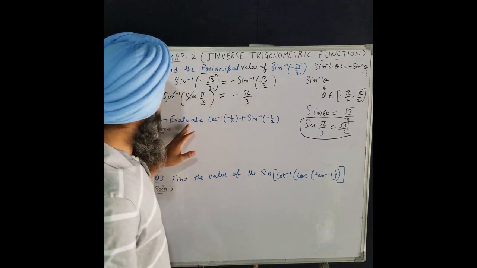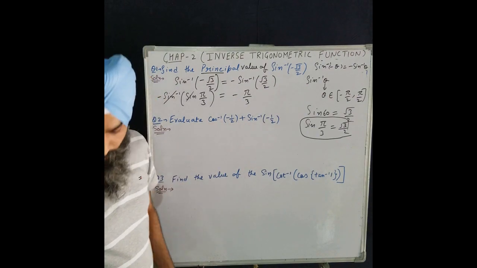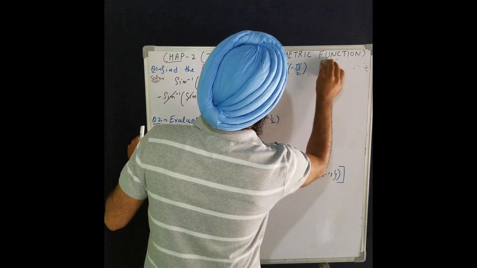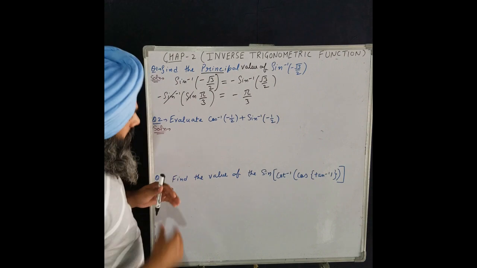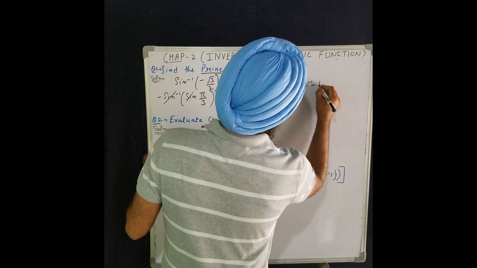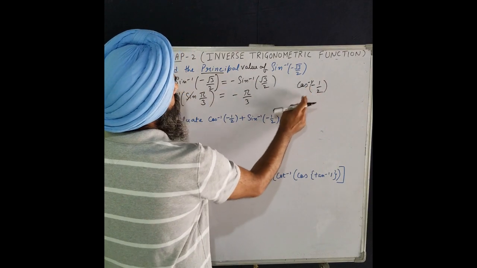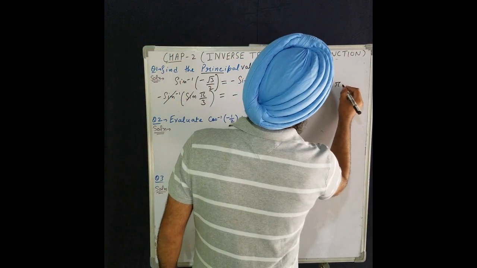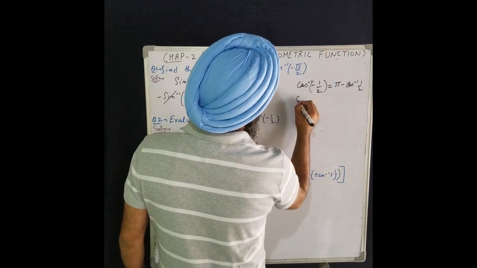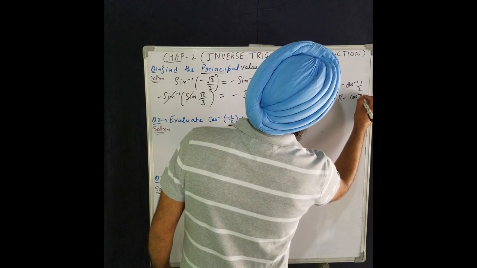Okay, next question, beta. Evaluate cos inverse of minus 1 by 2 plus sine inverse of minus 1 by 2. For this you have to remember that cos inverse of minus 1 by 2, beta, firstly you have to write it as cos inverse of minus 1 by 2. If you want to remove this minus from the bracket, you have to write it as pi minus cos inverse of 1 by 2. Here we are using this formula: cos inverse of minus theta equals pi minus cos inverse theta.